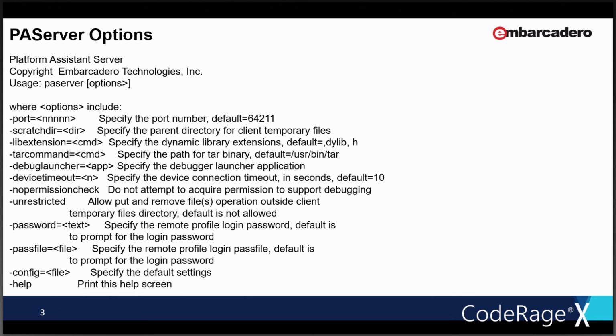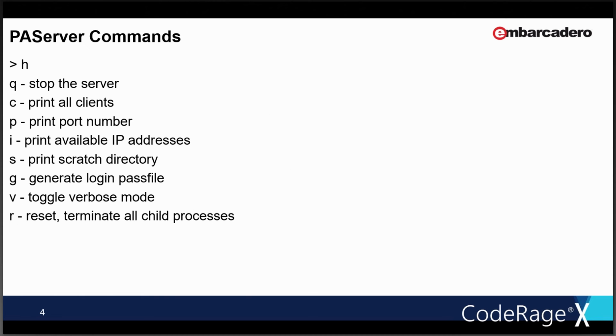And ultimately, you can specify these options on a command line, but you also can have a configuration file, right? Yeah. All these options listed in here can be specified in the config file so that you don't have to retype them every time you run PAServer. Okay. Yeah, this will be the commands after you run PAServer. We allow you to stop the PAServer, to see what clients are connected to your PAServer at this moment, to print the port number, and list all the IP addresses. And if you don't know where your scratch directory is, you can type S, and it will print out what the current scratch directory is.